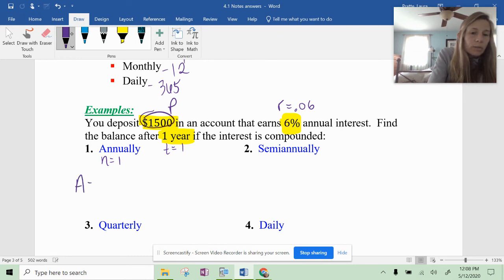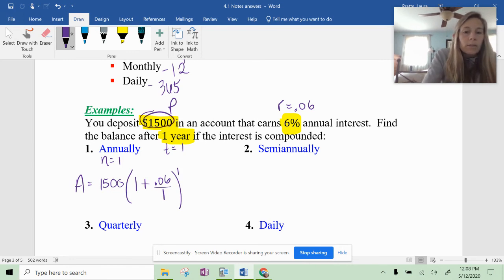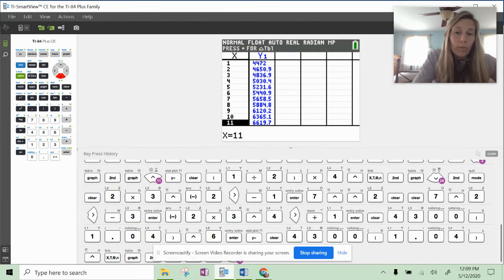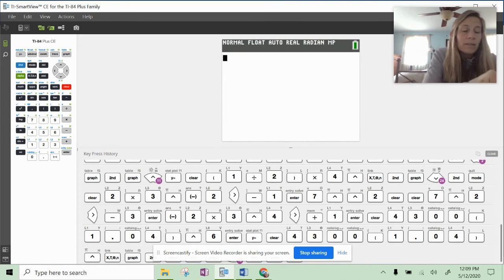So to solve this problem, we're going to substitute in the 1,500. And then we're going to do 1 plus the rate over that N value. And then out here, it's going to be the N value times 1, which is obviously just 1. Now, when you put this in your calculator, be very, very careful, because sometimes I recommend you do pieces at a time. What I would do for this one, you all probably know what 1 times 1 is, right? So we don't need to worry about that.